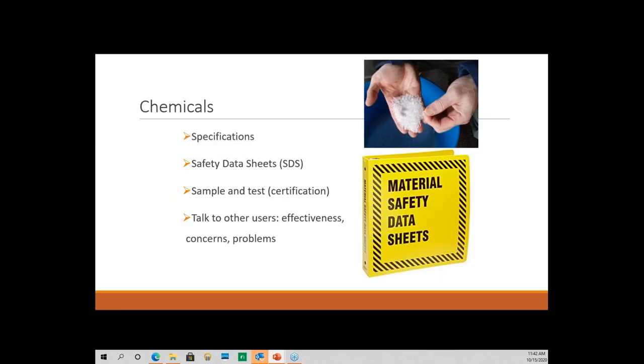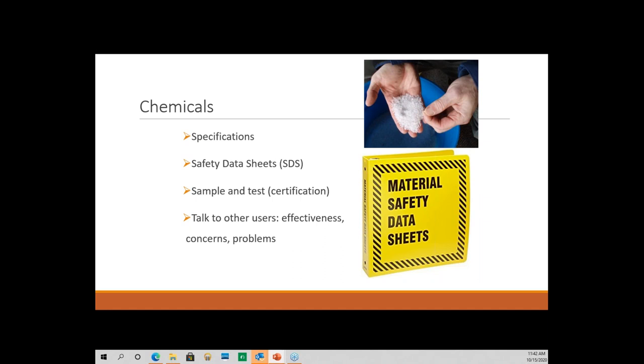So for any chemical that you're going to use, you need to have a specification. You should also receive an SDS, a safety data sheet, from all your chemical suppliers. You need to have certification of whether they've performed any tests, what the concentration is, what the water content is, and what the specific gravity is.